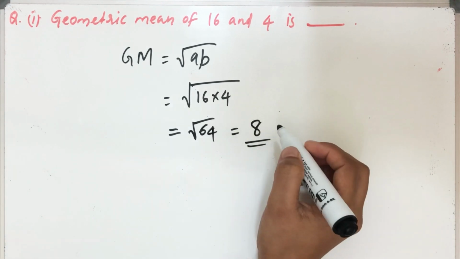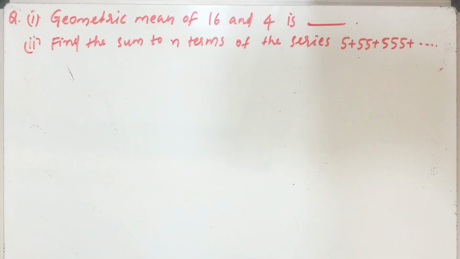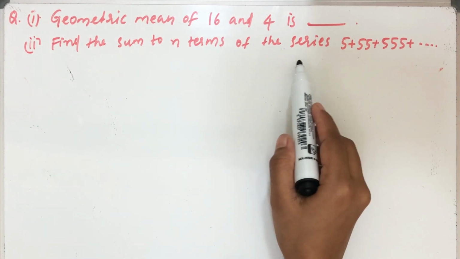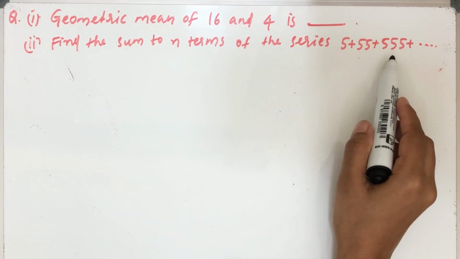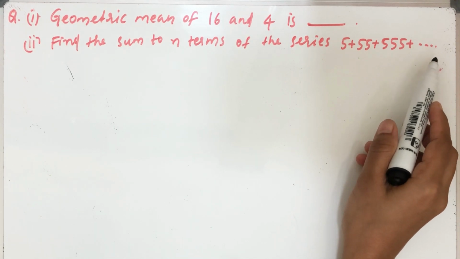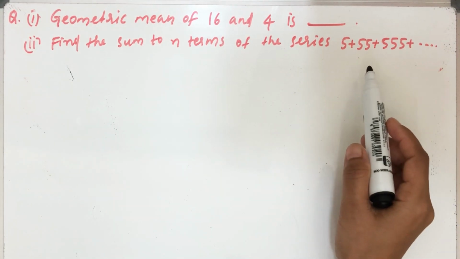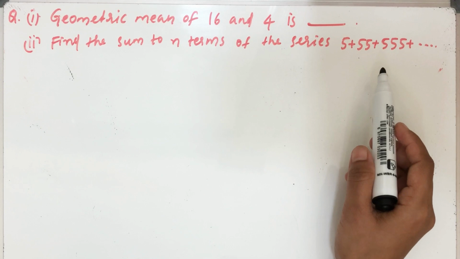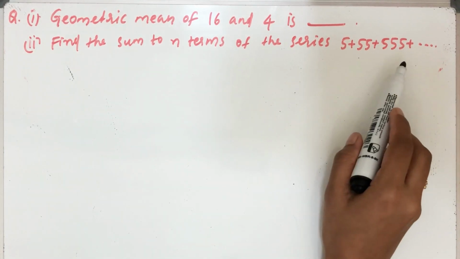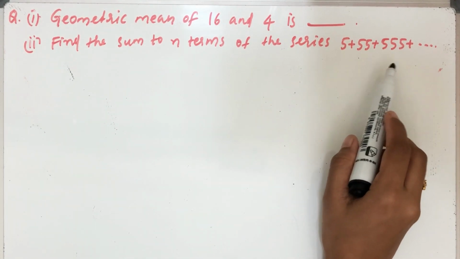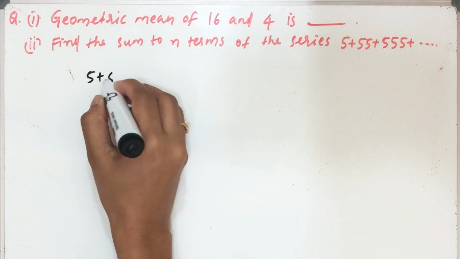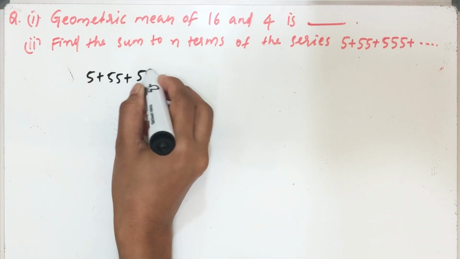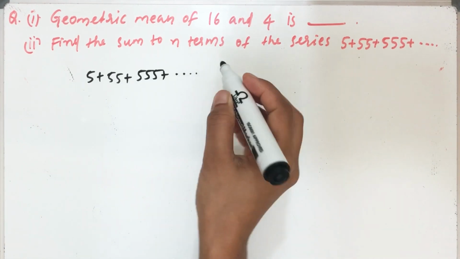Square root of 64 is 8. Next question, find the sum to n terms of the series 5 plus 55 plus 555 plus etc. We have seen a similar type of question in the section geometric progression. This is not a GP, but we can make a GP out of this. You can see 5 plus 55 plus 555 plus etc.